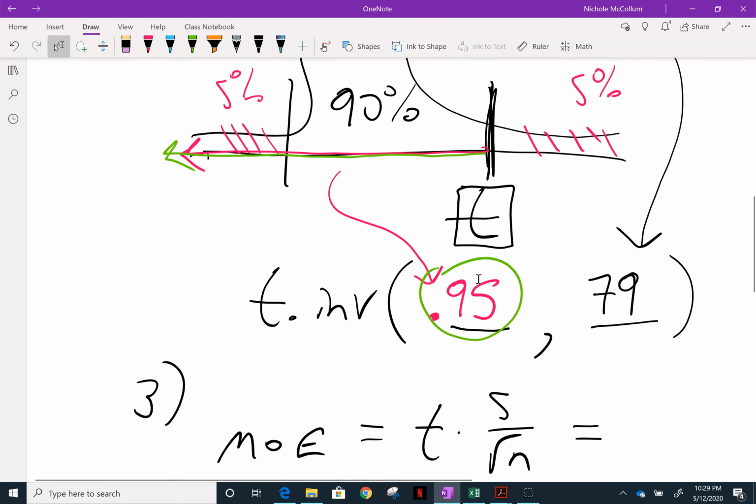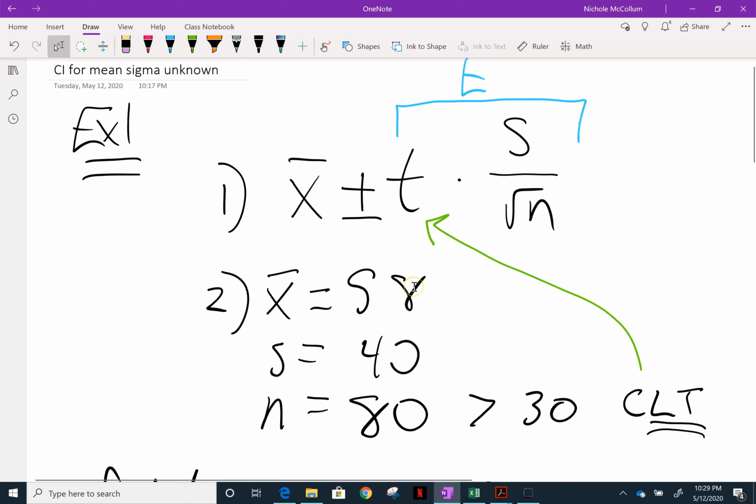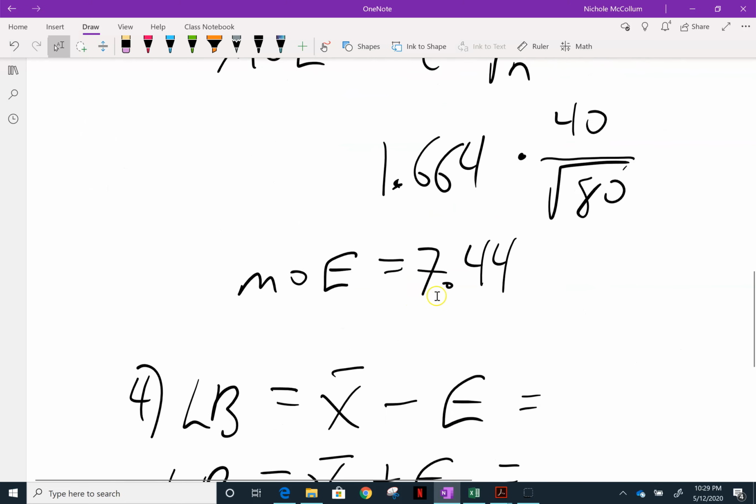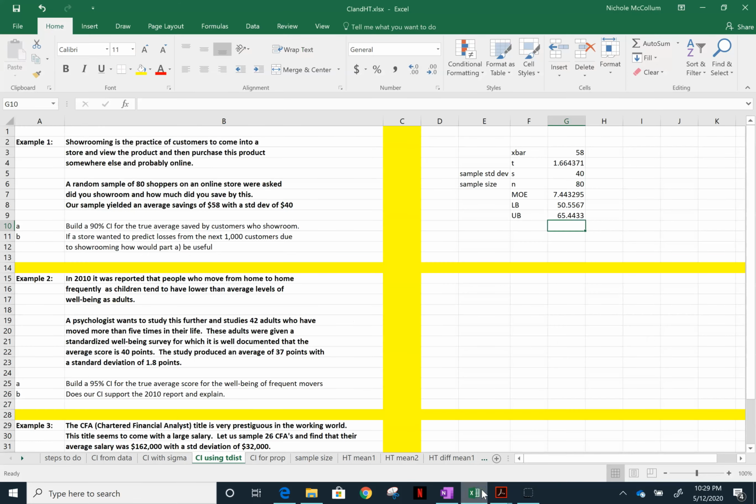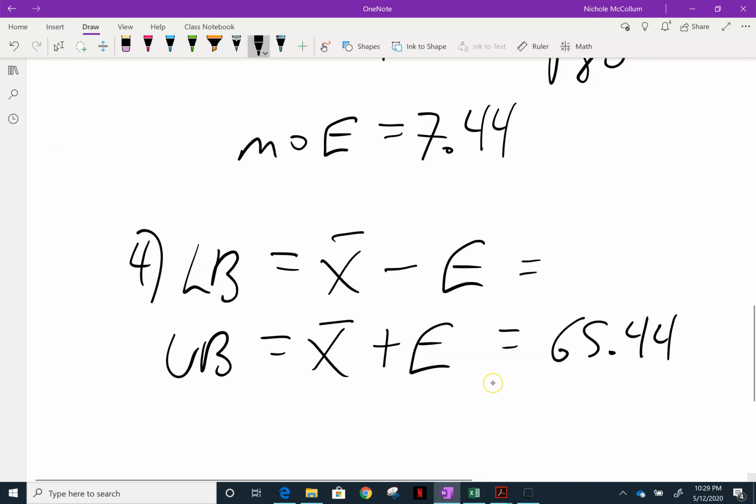And I could do that by hand, right? We have x bar is 58. 58 plus the margin of error is 65.44, which we got in Excel. And then by the other math, 50.56 would be the lower bound. And there you have it. You have your first built confidence interval with the t-distribution.